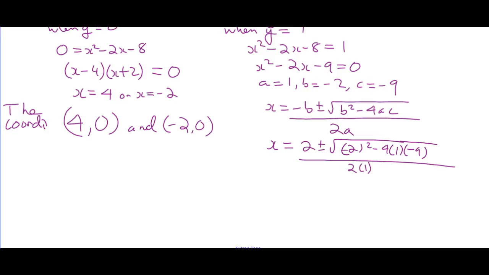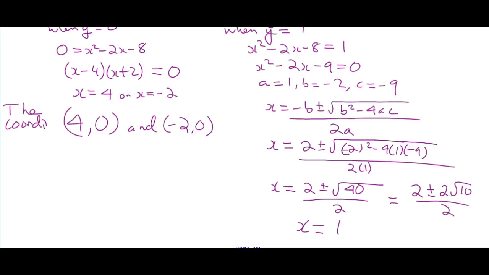And this is 2 times 1. So what do we get? 2 plus or minus 3. So we've got 4 plus 36, which is root 40 over 2. Root 40 is 2 root 10 over 2. Divide out the 2's, so x is equal to 1 plus or minus root 10. I said that as if there was something following that, but it's just 1 plus or minus root 10.